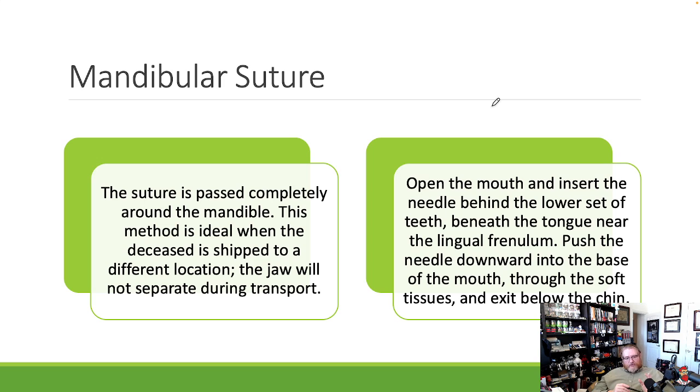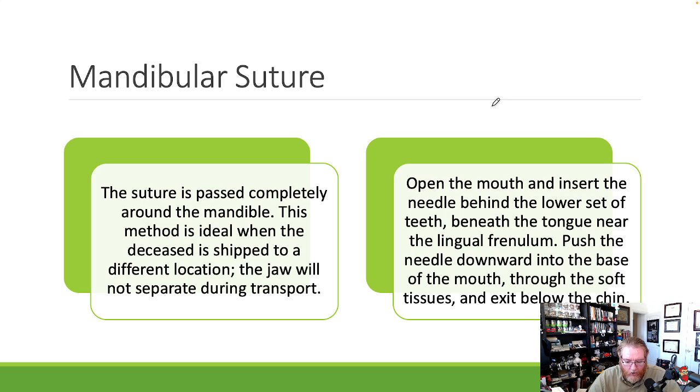Disadvantages of the musculature suture and the sublingual suture is that if you start having a breakdown of tissues, if tissues start to dehydrate, that can cause the thread and the jaw to move. With a mandibular suture, you're going right around the bone itself, and no matter what happens to the tissues, that jaw is set, that mouth is not going to move. So the suture is passed completely around the mandible.